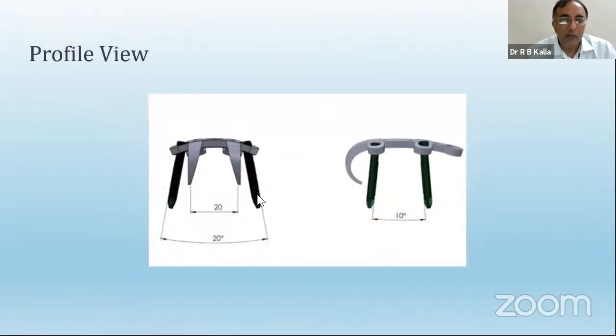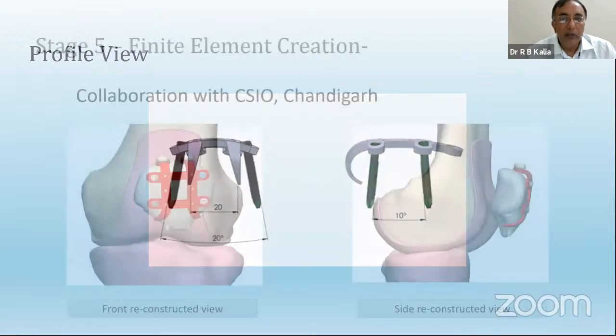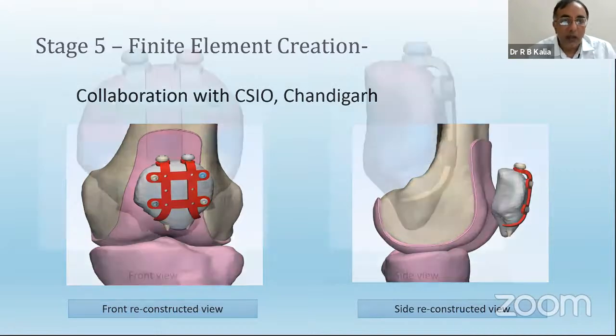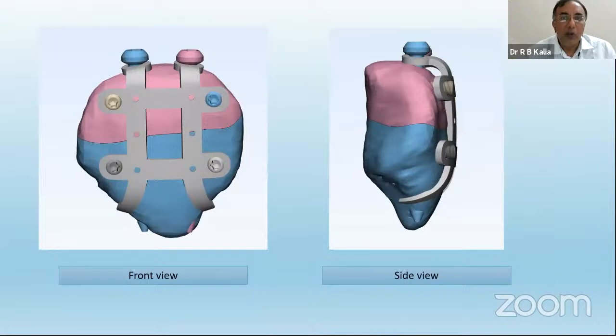The screws became divergent by about 20 degrees in one plane and 10 degrees in the other plane so that they would catch hold of the fragments. And then we did a finite element analysis. This was done in collaboration with CSIO. We created a finite element model of the distal femur and patella, and we digitally did the surgery on this. And this is how it looked on finite element analysis.